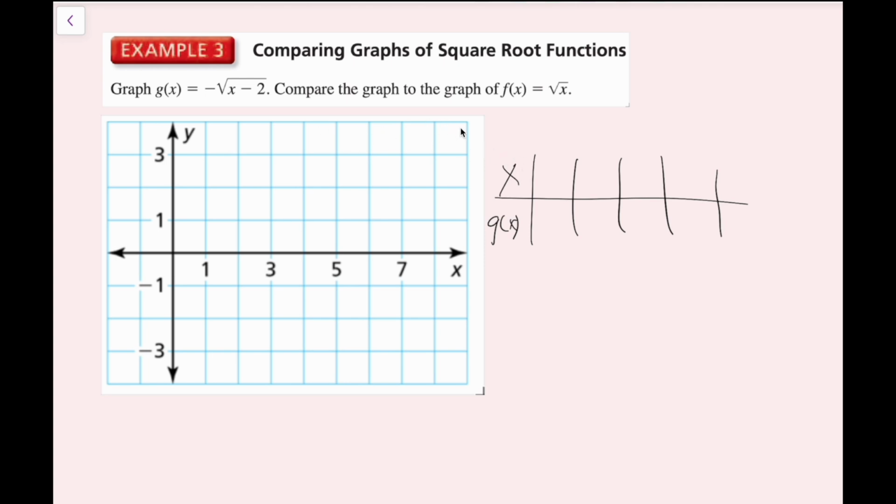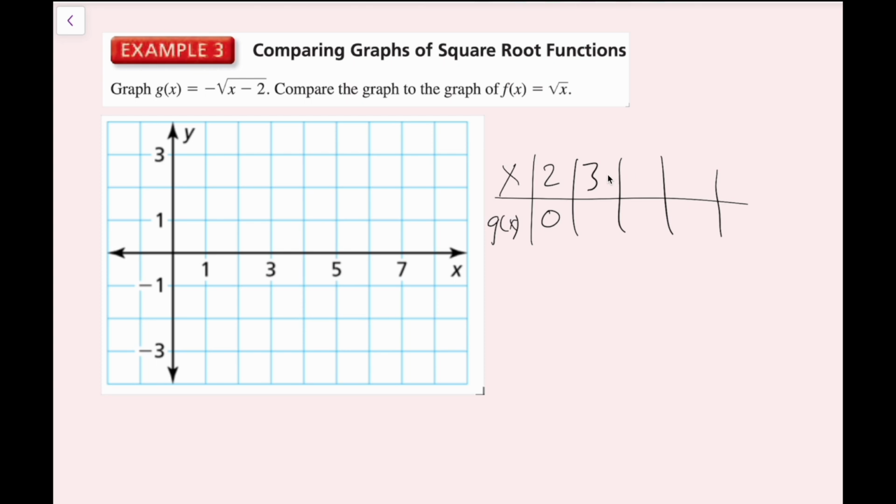Well, the first perfect square is 0, but in order to make the inside of this square root a perfect square of 0, I need to make x equal to 2, because 2 minus 2 equals 0. So my first x value I'm going to plot is 2. And then the next one is 1. So to get that perfect square equal to 1, I'm going to plug in 3 here, because 3 minus 2 is 1. So if I plug in 3, that will get me something. And I should honestly just do these out right now. So the square root of 0, because if I plug in 2 here, I get square root of 0, and then make that negative, that's still 0.